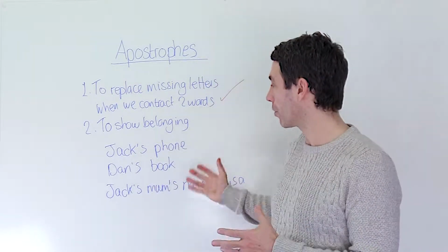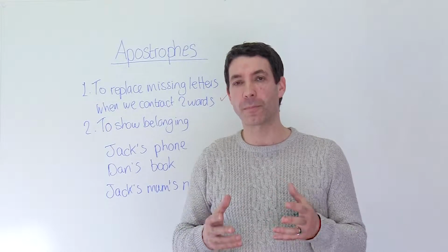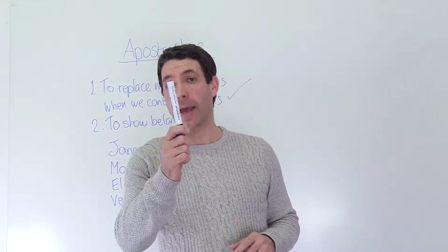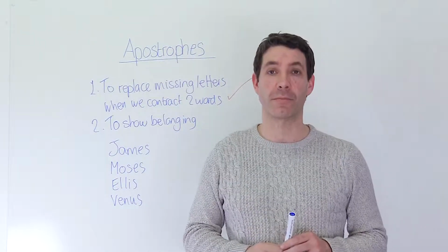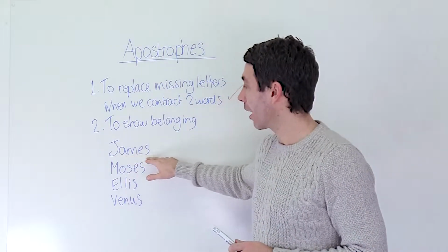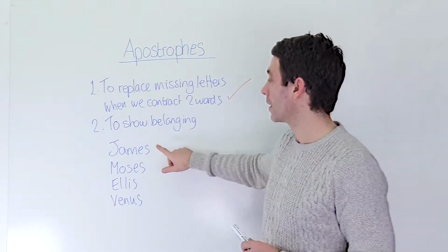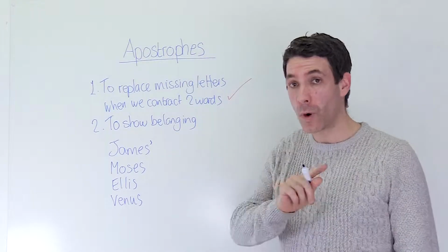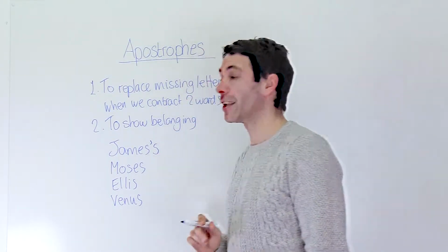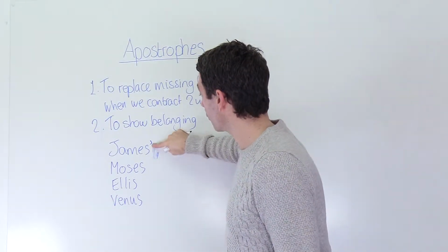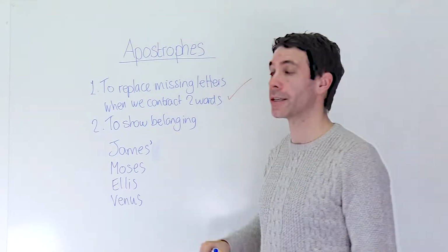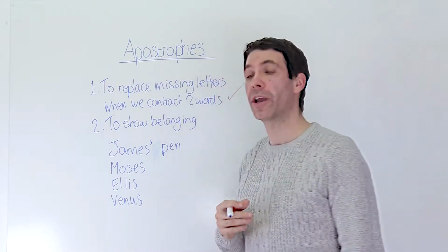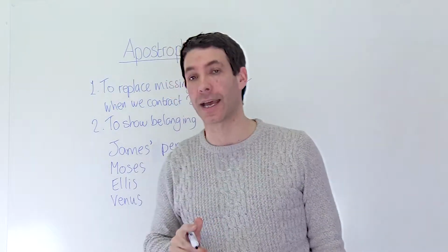Is it always like this? Do apostrophes always work in this way for belonging? Yes, but there are a couple of exceptions, and we'll have a look at those now. Okay, so this pen belongs to James. We can say it's James's pen. But when the noun, like my name, James, ends in the letter S, it is enough for us just to put an apostrophe without having to end with an additional S. The apostrophe in this case tells us everything we need to know about belonging. James' pen.